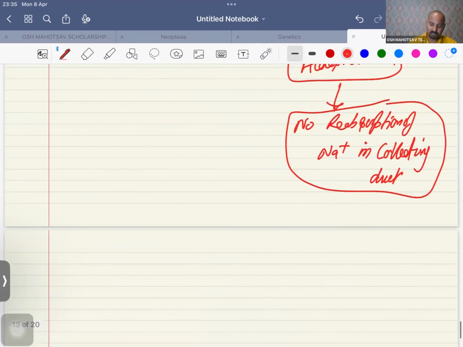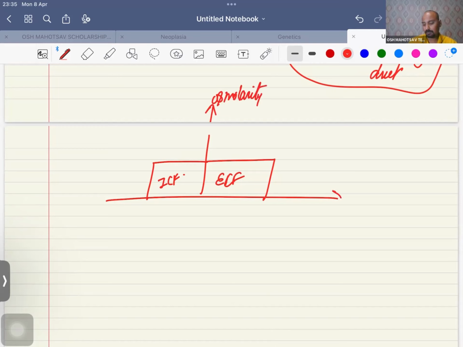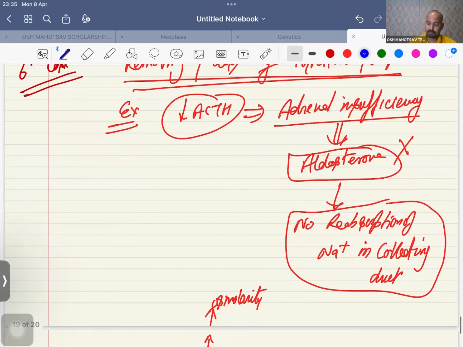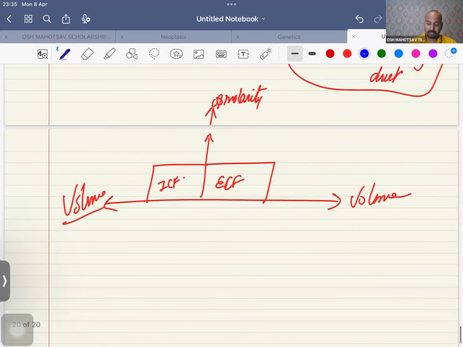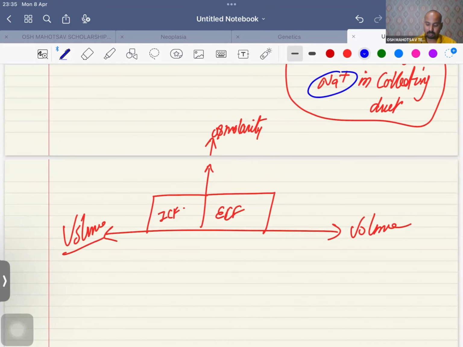So how will we apply this in the diagram? Suppose we have this diagram again, ECF and ICF. Here we have osmolarity and here we have volume on the horizontal. Okay. So now we will apply. First, we are removing hypertonic solution, which means we are removing sodium ion. Still we are removing some water also.